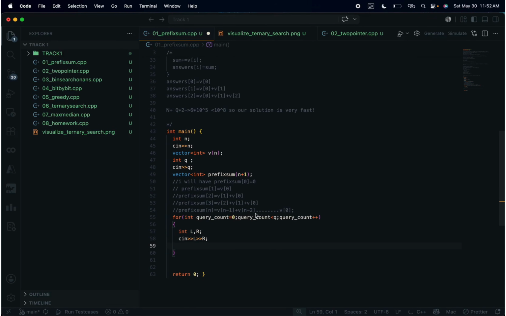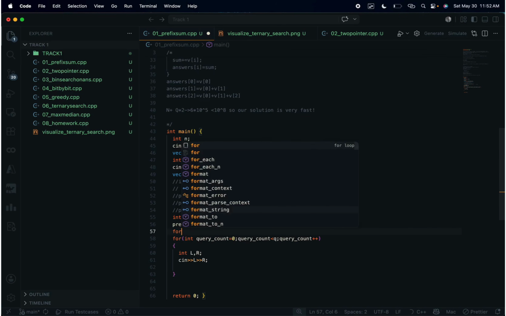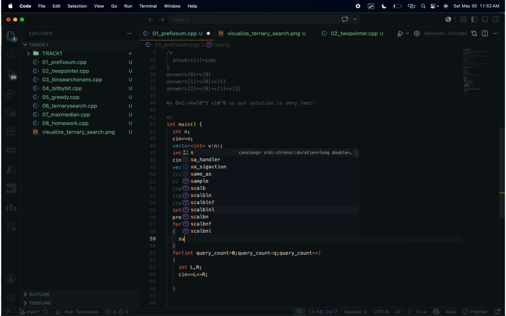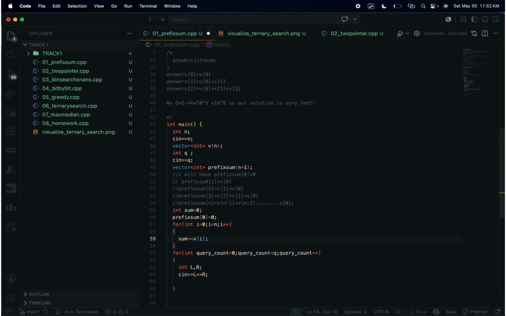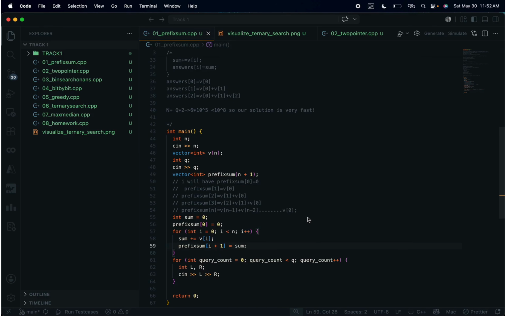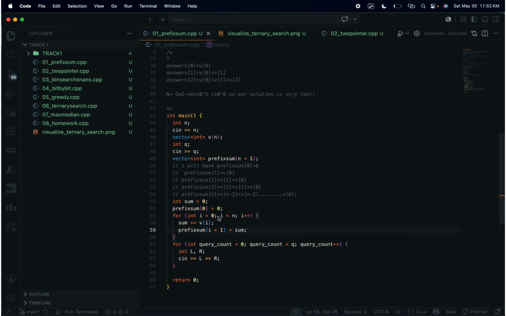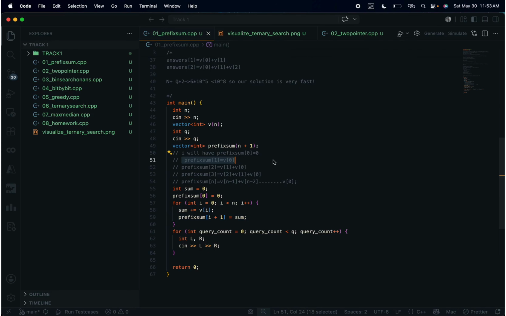Right. So to compute this, we can have an int sum equal to 0 and prefix sum of 0 equal to 0. For each element of v, we can add to our sum v of I, and prefix sum of I plus 1 would be our sum. So if you just do a dry run, for I equal to 0, we'll get sum v of 0, and prefix sum of 1 would be v of 0.